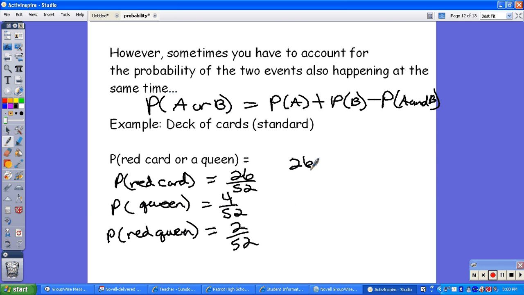So then we're going to take the 26 out of 52 plus the 4 out of 52 minus the 2 out of 52. So 26 plus 4 is 30, minus 2 is 28 out of 52. And so there is your probability on doing that one. And that takes us to the end of the set of notes.